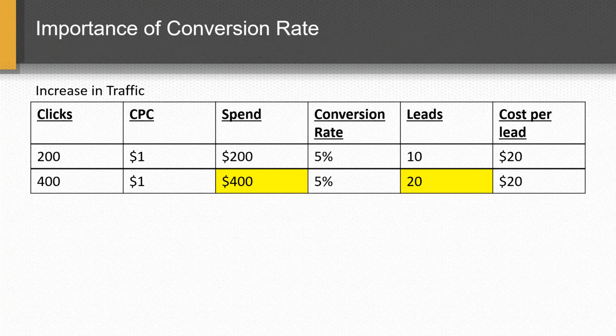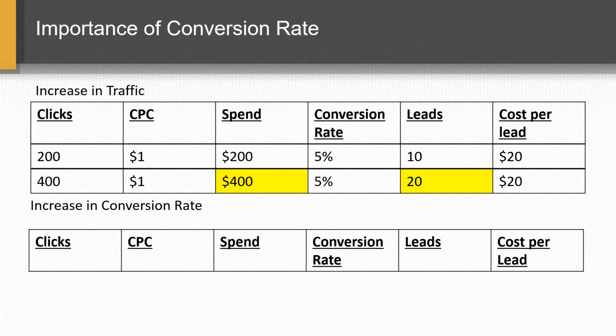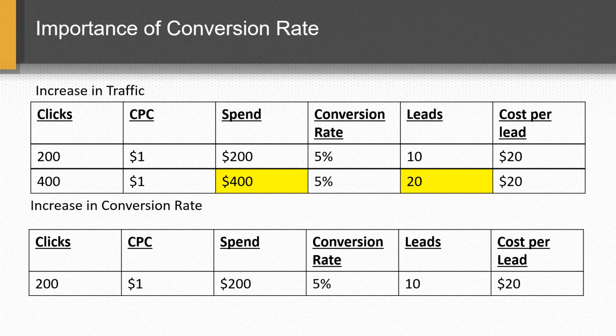Now let's take the first example again of spending $200, having a 5% conversion rate and getting 10 leads. Now if you wanted to double leads but didn't want to spend the extra budget, you decide you can double conversion rate to 10%. Spending the same $200 as before with a 10% conversion rate, you end up with double the leads and ultimately lowering your cost per lead.